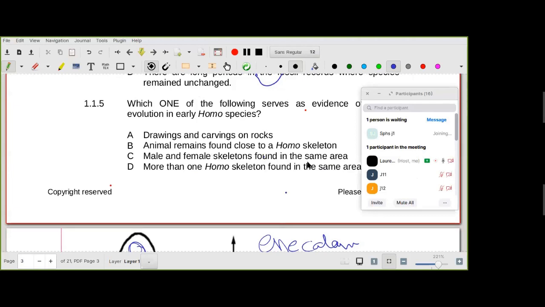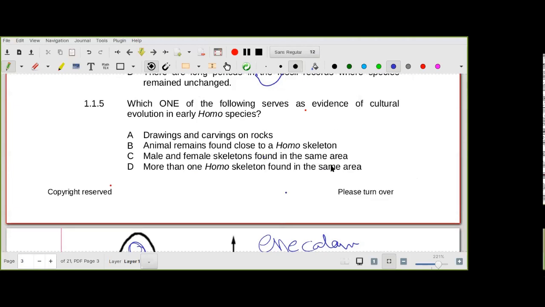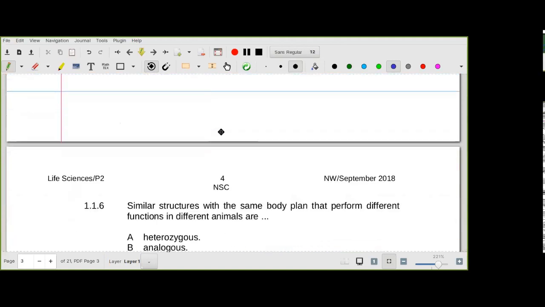Okay, let's continue. So the next question is actually showing the difference between archaeology and anthropology and paleontology, and what we also would call paleoanthropology. It says to us, which one of the following serves as evidence of cultural evolution of the Homo species. Cultural, not the gene difference, the difference in activities that they did. So let's just go through the different diagrams I have here, then I'll show you.